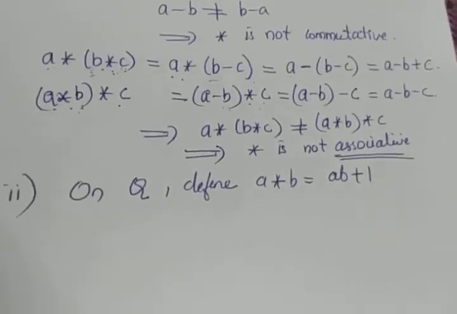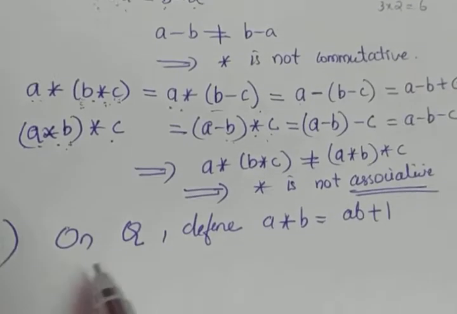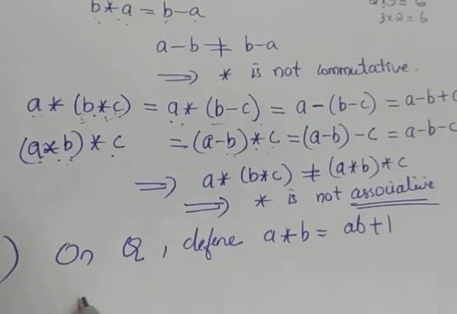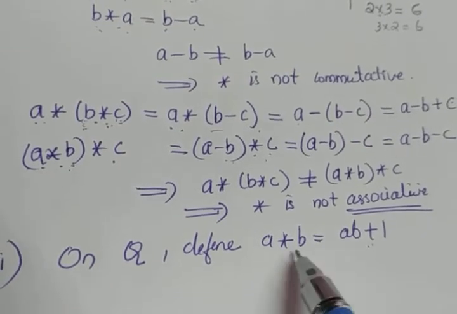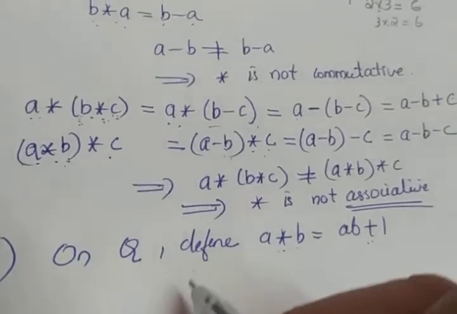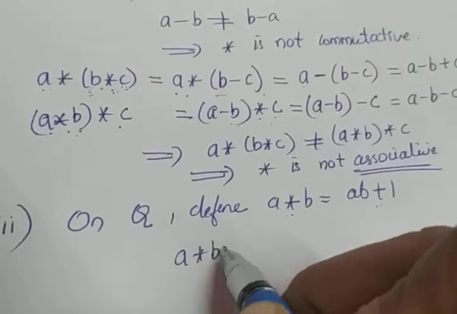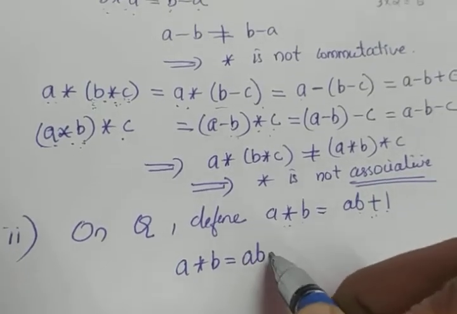Okay. The second question in the same exercise is, on Q, define A star B is equal to A B plus 1. So here also we have to check whether the star is associative and commutative. So we will check for commutative property. A star B. By definition, what is A star B? Take the product, add 1, isn't it? So AB plus 1.